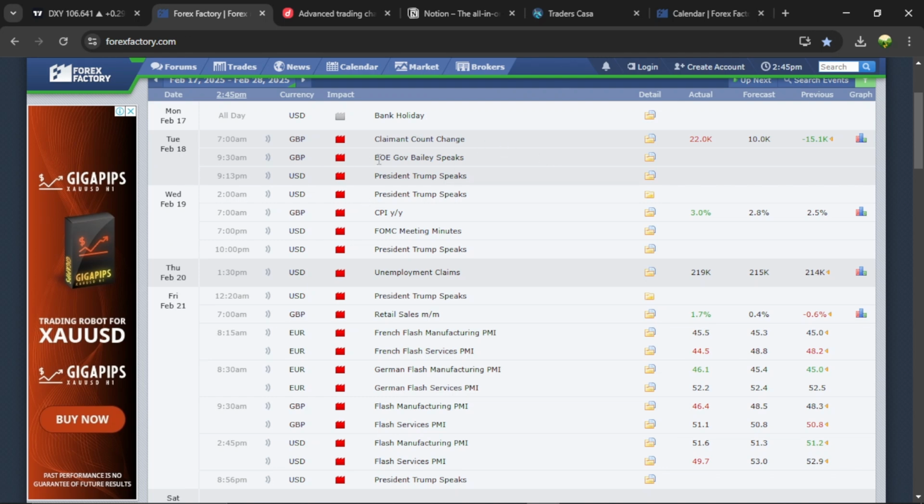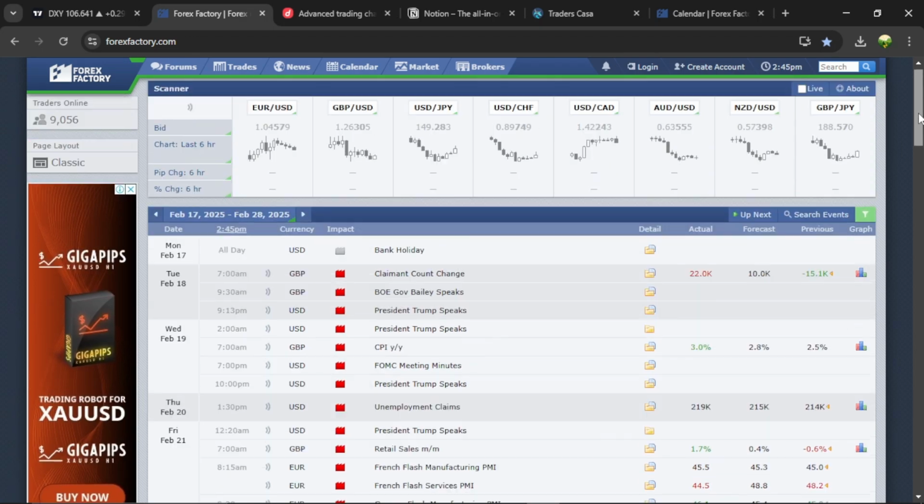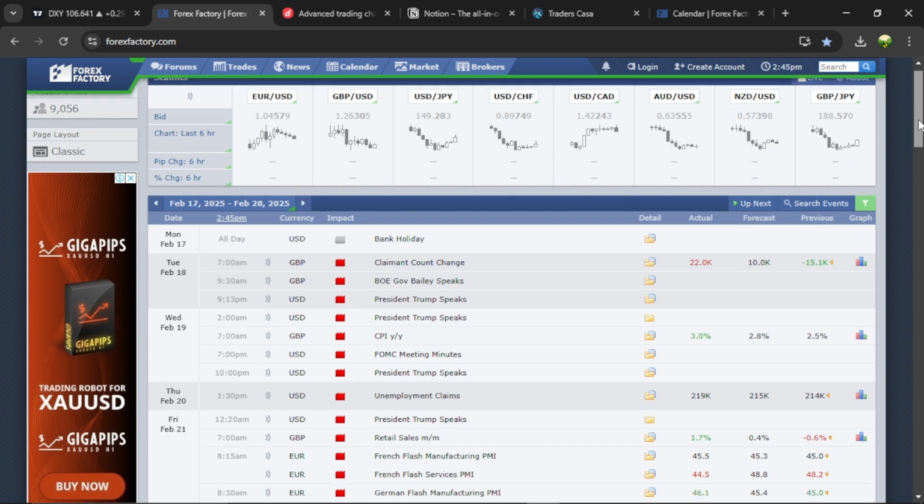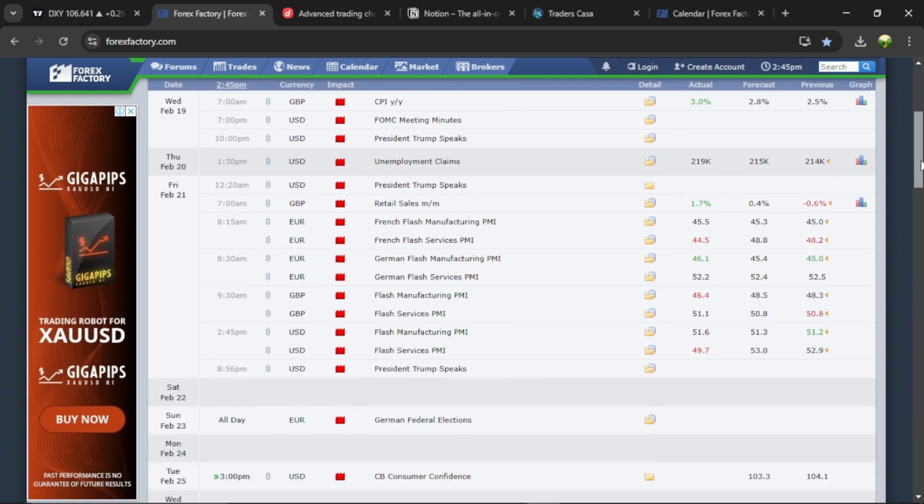Tuesday, President Trump was speaking. He was even speaking as well on Wednesday. So the whole Trump speak and all that, let's see how the news events affect price for the previous week.